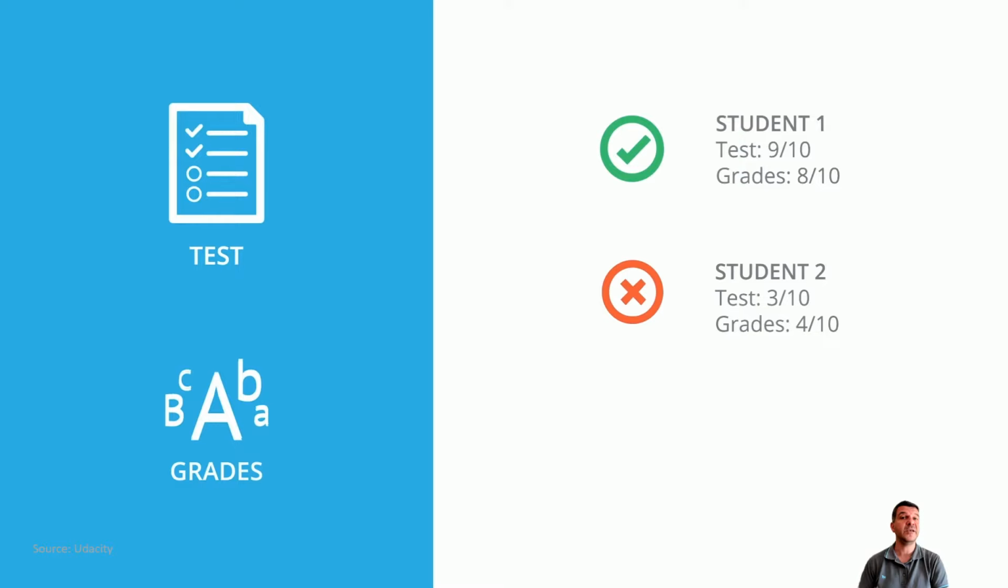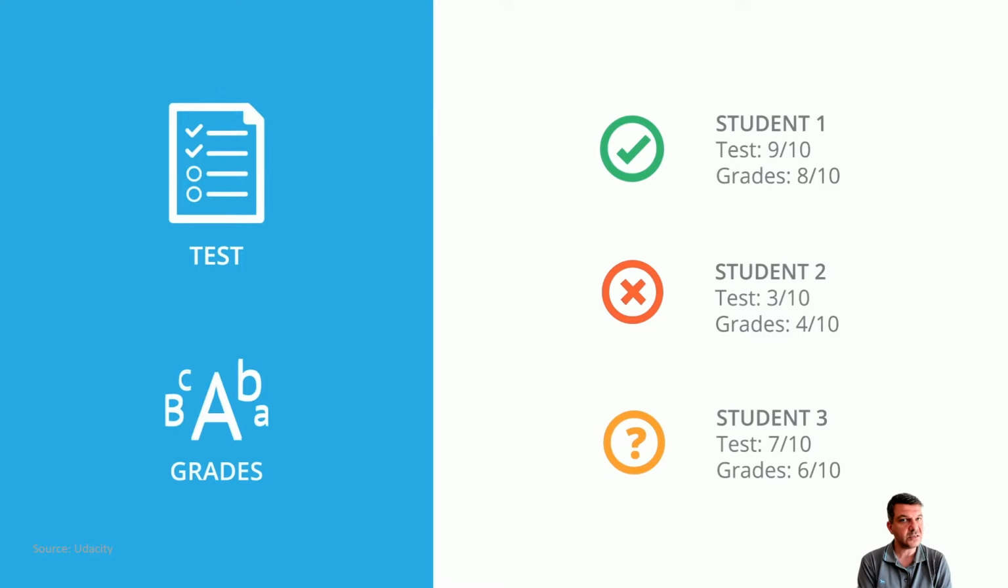that label would be. So for a third student, student 3, who got 7 out of 10 at the test and only 6 out of 10 at the grades, he's somewhere in between the first and the second student. And the question is, will this student get accepted or rejected?